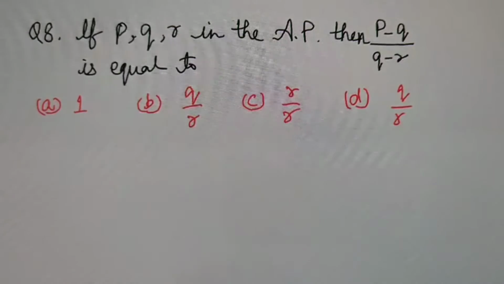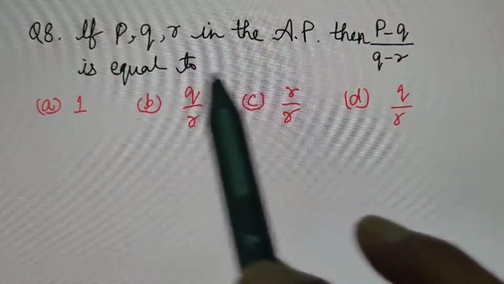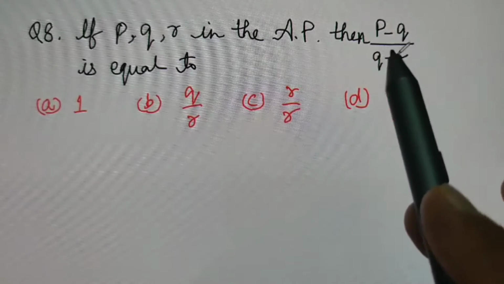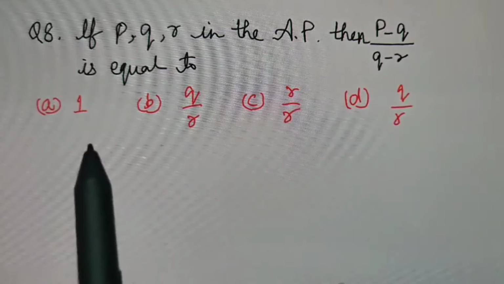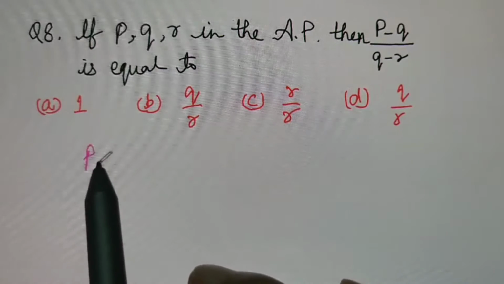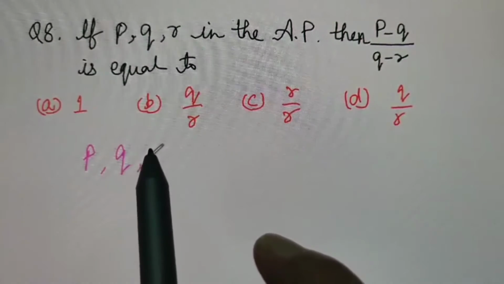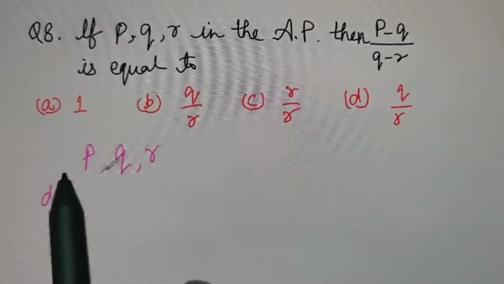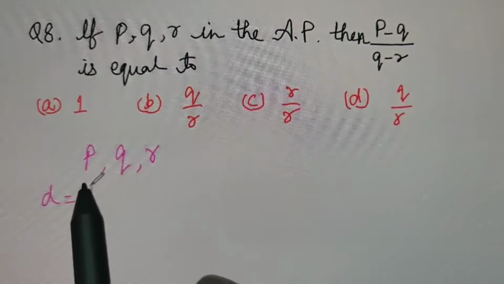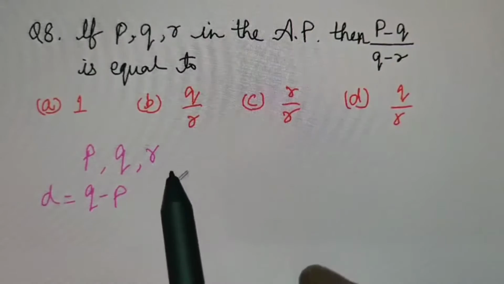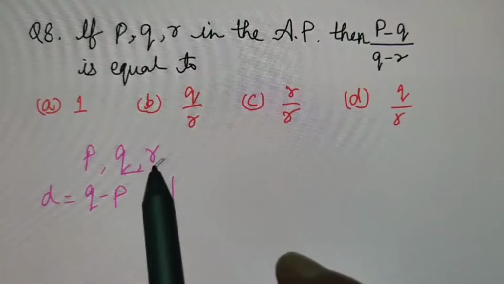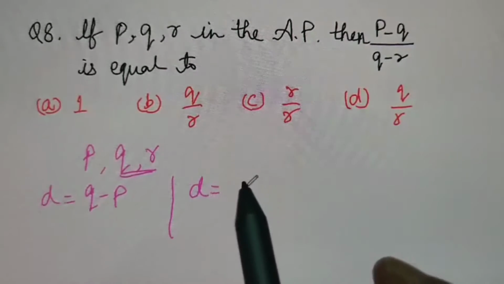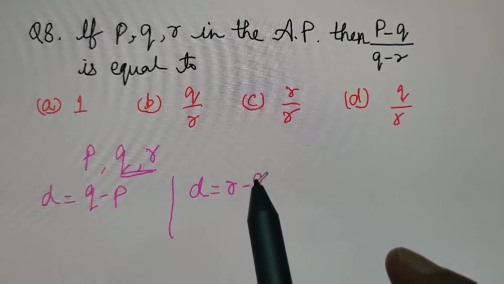Taking up question 8, which says that P, Q, R are in AP, then we have to find the value of (P minus Q) upon (Q minus R). So we have been given the first three terms as P, Q and R. Now as we know, the common difference D is going to be Q minus P. And in the second condition, D is going to be R minus Q.